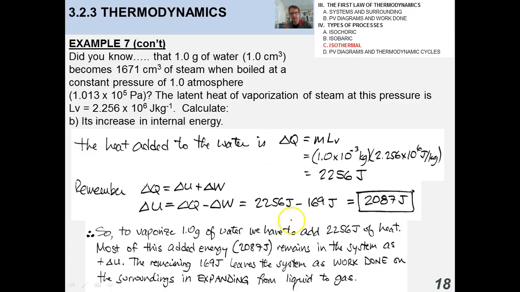Most of this added energy remains in the system as an increase in internal energy. The remaining 169 joules leaves the system as work done on the surroundings in expanding from a liquid to a gas. And of course, that's how steam engines work. But it's really not that much energy as a percentage of the added energy originally.